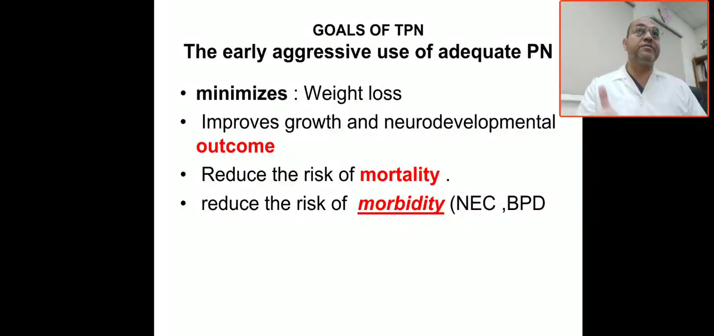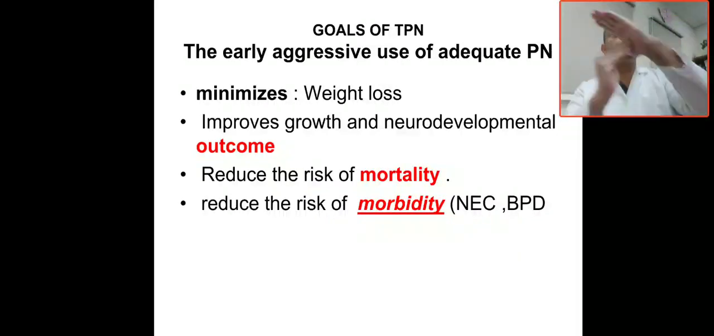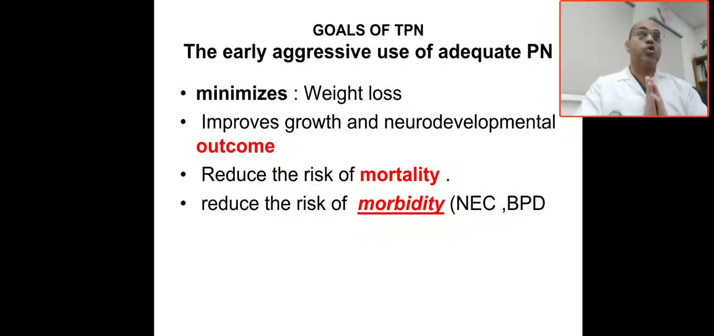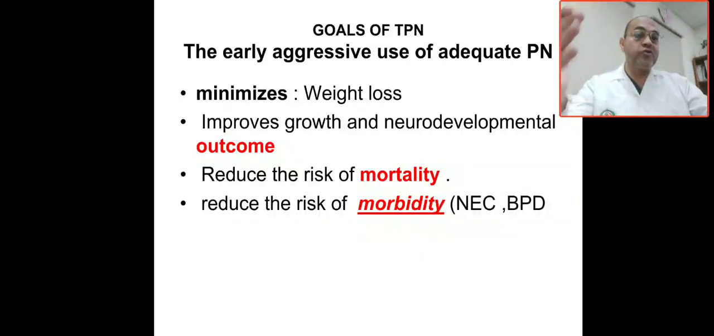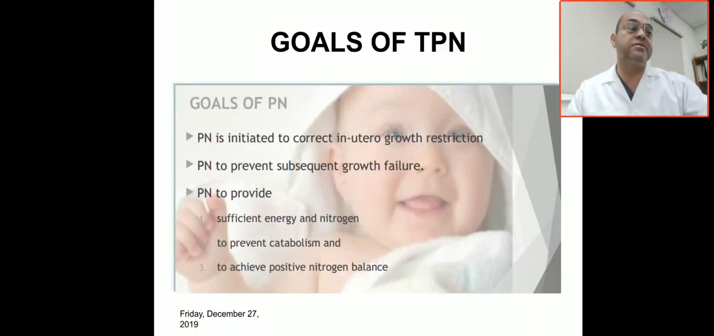So what is the goal of the TPN? I have to minimize the weight loss, maintain the weight status, and promote weight gain. The goal of the TPN is to decrease mortality and morbidity, and also improve short and long-term outcome. So reduce the risk of mortality, decrease the risk of morbidity, NEC and BPD, and also improve growth and the neurodevelopmental outcome. Our goal also for the TPN, especially for babies with IUGR, is to correct the intrauterine growth restriction and to prevent subsequent growth failure.